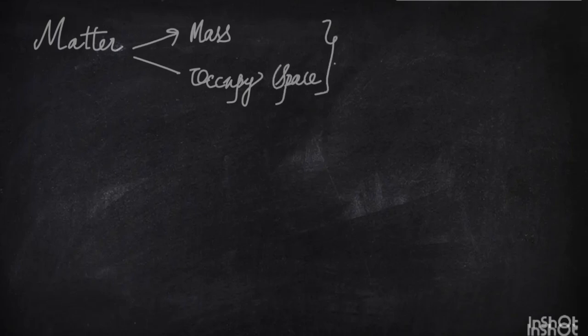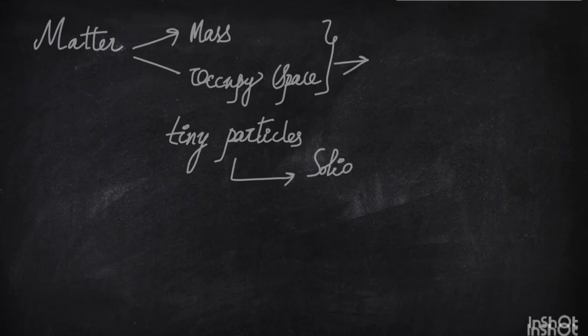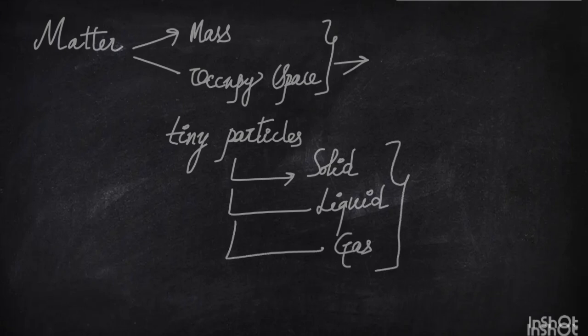If these two things are satisfied, then we can say that is a matter. Matters contain very tiny particles. The arrangement of these tiny particles decides whether the matter is solid or liquid or gas. These are the three states of matter that you are going to learn. And one more is there, which is called the plasma.